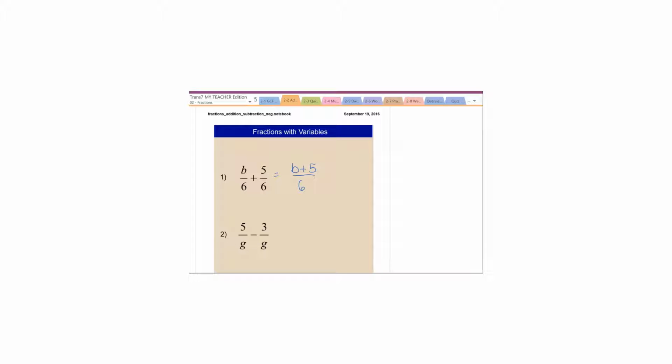of 6. And the next one I have subtraction, so I'm going to change it to add the opposite. Again, I have the same denominator, so I add the numerators, 5 plus negative 3, and I keep the denominator g. That gives me 2 over g.